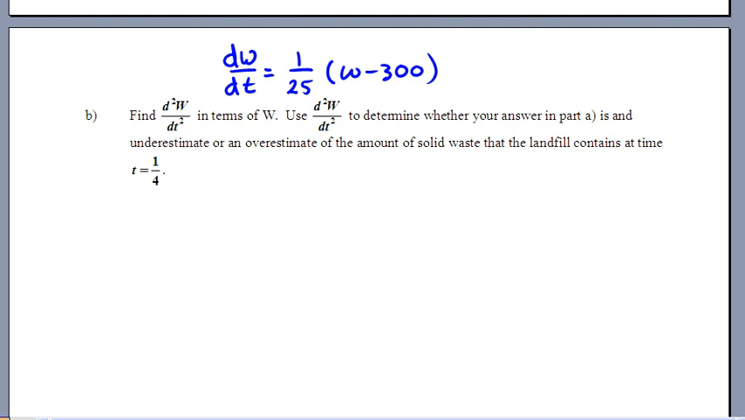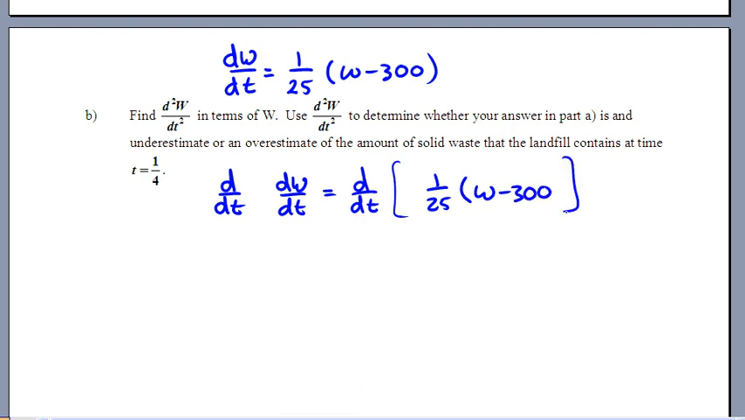Now this is going to look a little sneaky, but I think we can pull it off. So I want to do one more derivative. It's like I'm saying, hey, let's do a d/dt of this dW/dt. They already gave you the dW/dt. Let's do the derivative again of that, right? So our goal is to do a derivative with respect to time of this first derivative. So I have to do a derivative of 1/25 times (W minus 300). Right? It's like, let's go and do this derivative. That would be this second derivative of W with respect to time.